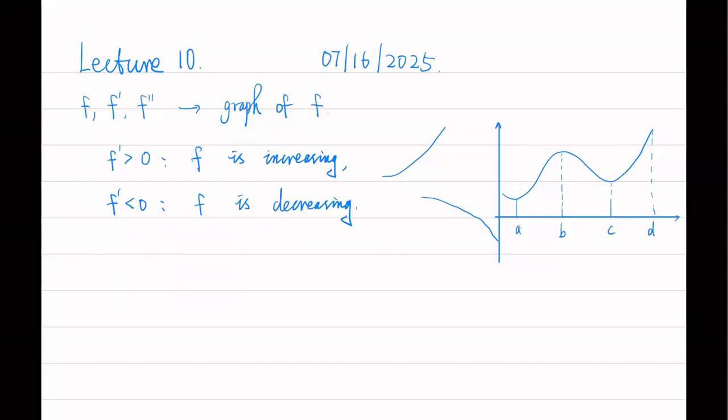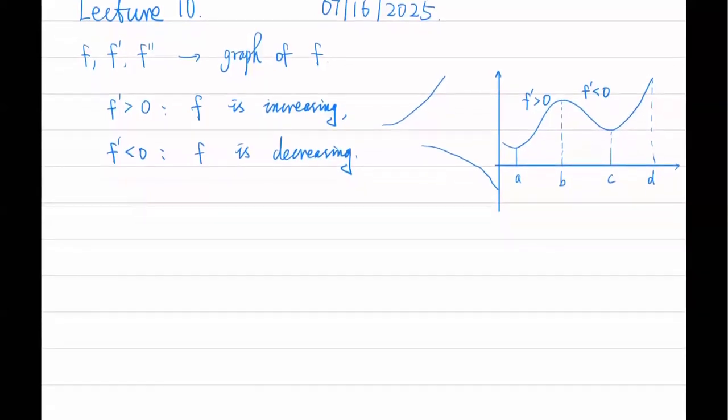Okay, let me check with you. From A to B, what can you say about the graph? Increasing. What can you say about the derivative? It will be positive. Next one, B to C, decreasing, negative. Okay, very easy.